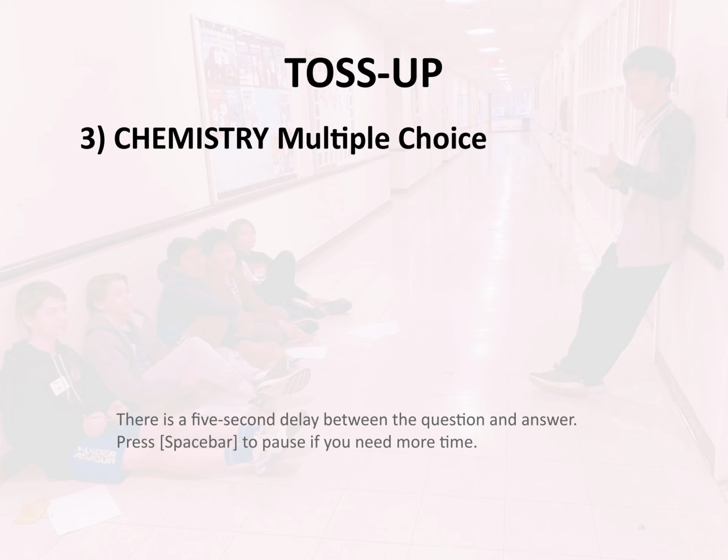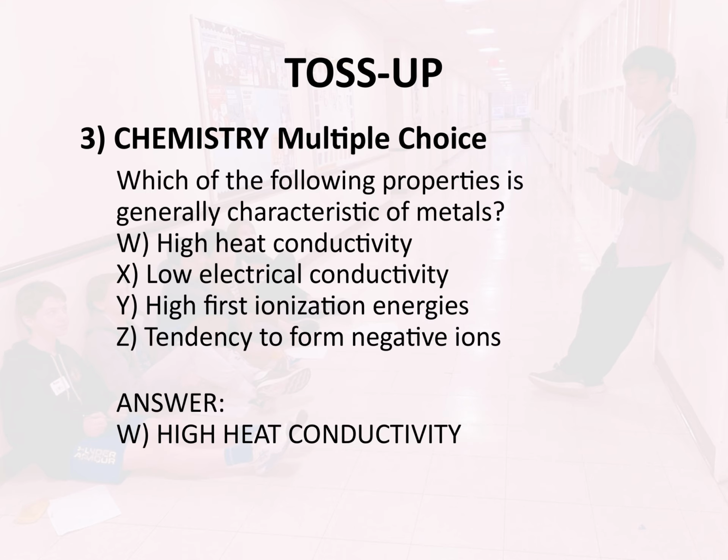Toss-up 3. Chemistry. Multiple choice. Which of the following properties is generally characteristic of metals? W. High heat conductivity, X. Low electrical conductivity. Y. High first ionization energies. Z. Tendency to form negative ions. Answer: W. High heat conductivity.